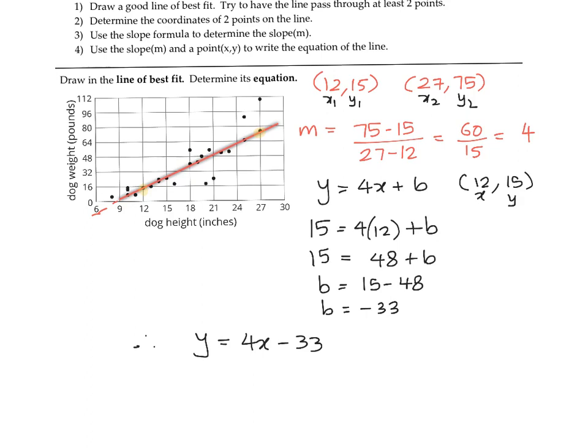So here, x and y, not very good variables. So we are going to use good variables in this scenario. So our equation, y represents dog's weight, and I'm going to use w for that. And x represents dog's height, and I'm going to represent that by h, so w equals 4h minus 33. And it's always a good idea to write what your variables are. So let w represent weight, and let h represent height. And this would be your equation. So that's how you find the equation of line of best fit.